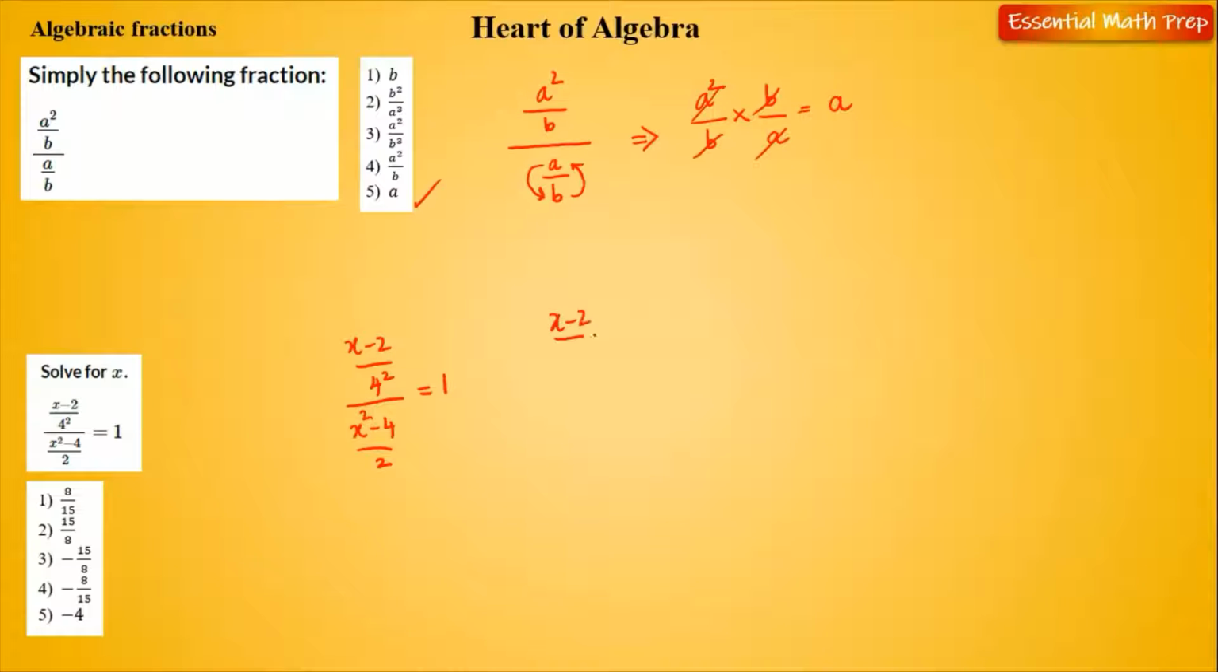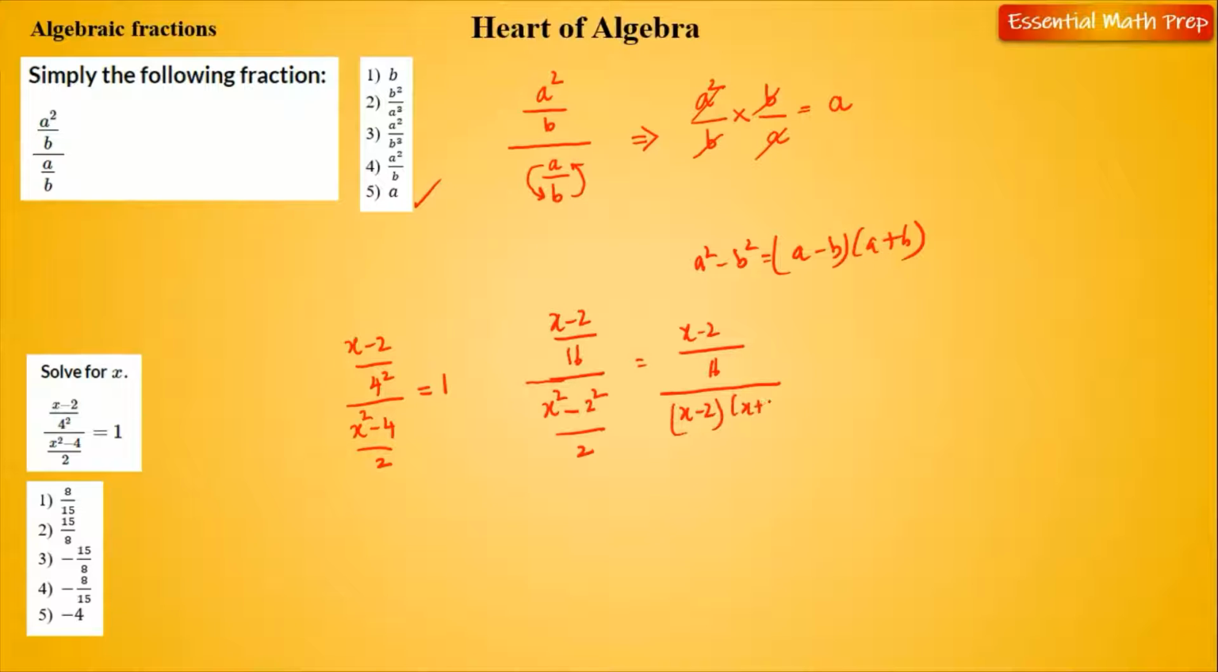So here's how we're going to do it. So x minus 2 over 16 over x squared minus 4, I'm going to write the 4 as 2 squared. Why did I do that? Because a squared minus b squared equals a minus b times a plus b. Okay, so let's write it even further as x minus 2 over 16 over x minus 2 times x plus 2, I'm going to write this line longer.